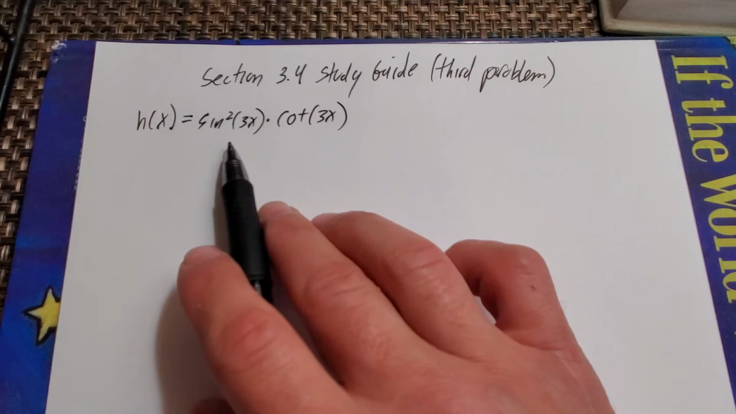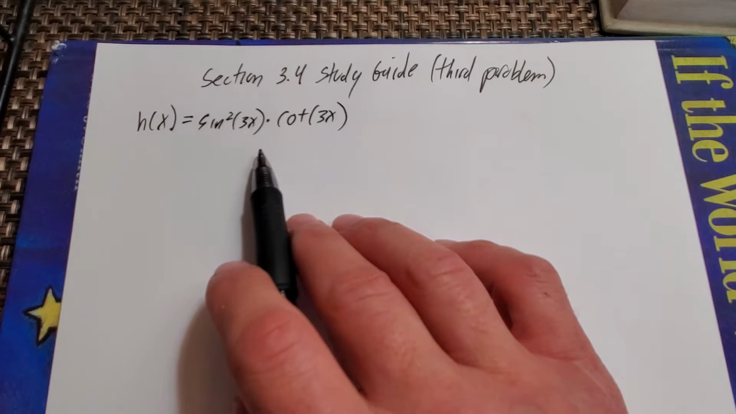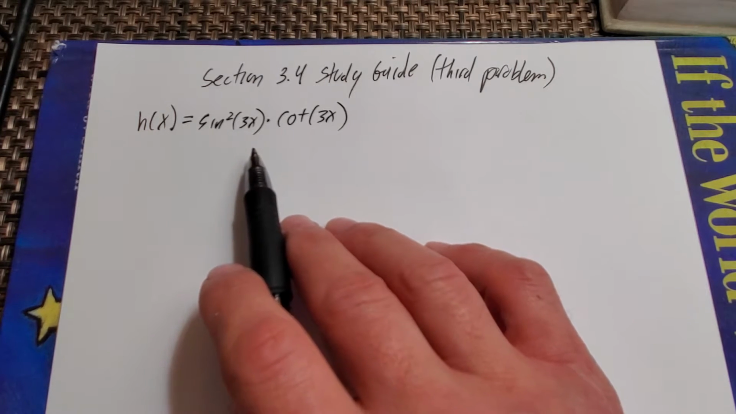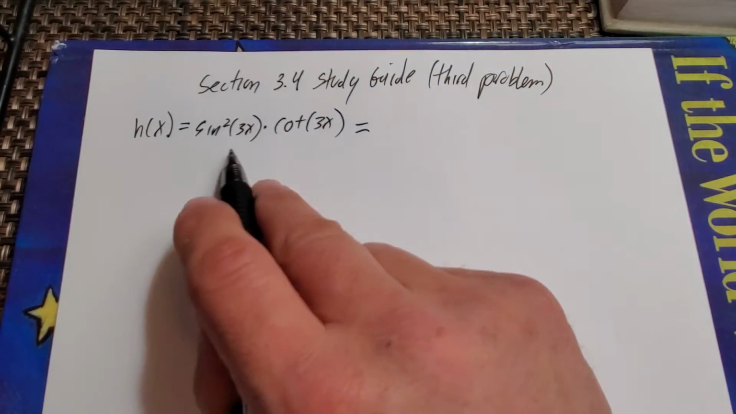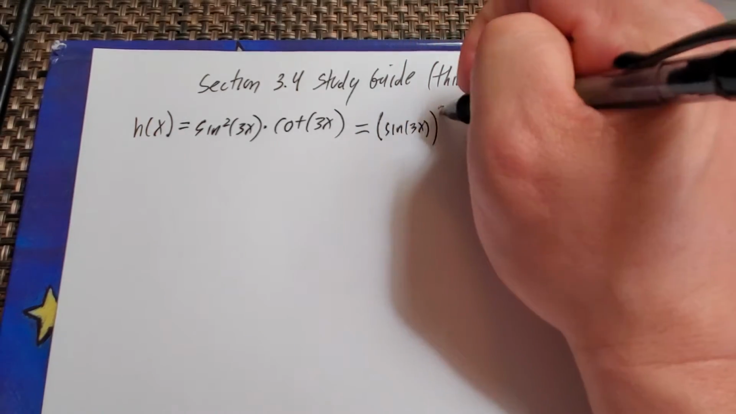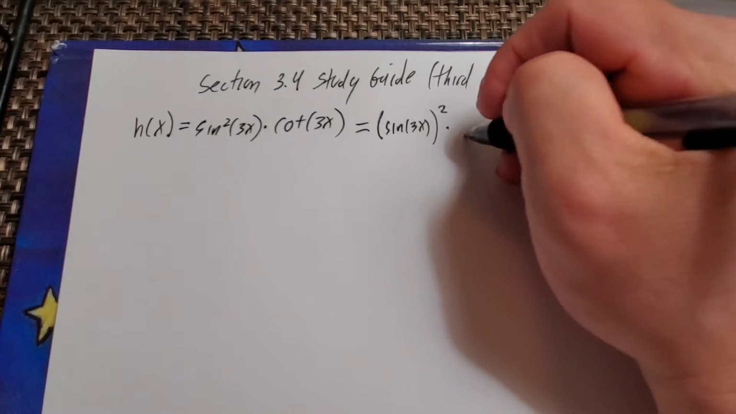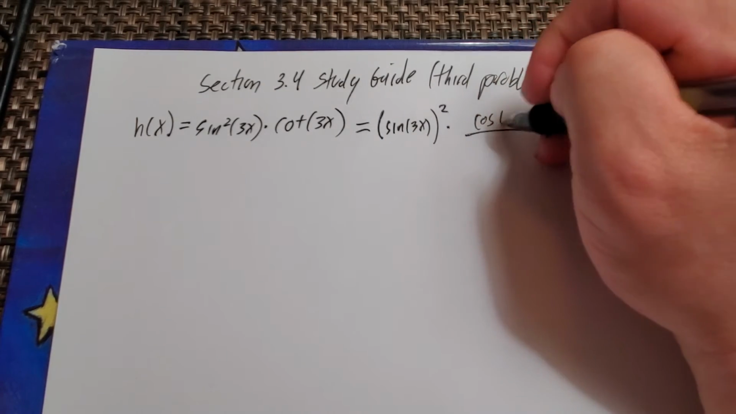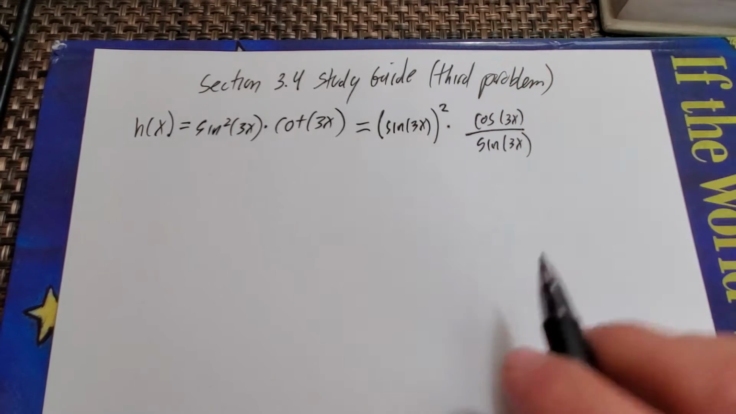Maybe we should take a little bit of time to see if we can somehow simplify this and turn it into an easier function to differentiate. So let's try to do that. I know sine squared 3x I can write as sine 3x squared. And I know that cotangent of 3x can be rewritten as cosine 3x over sine 3x.